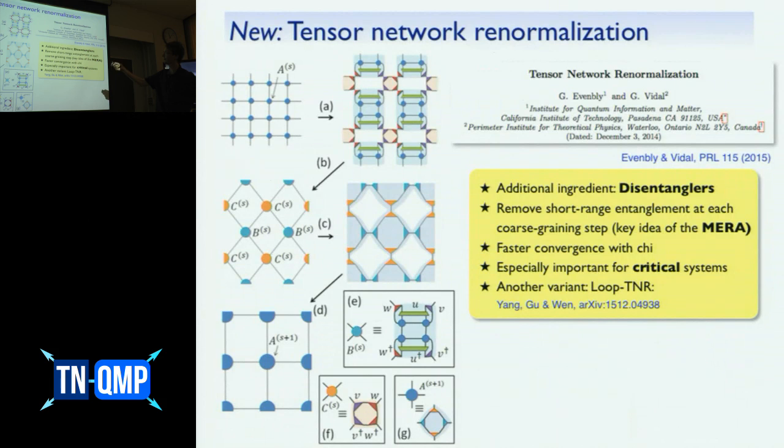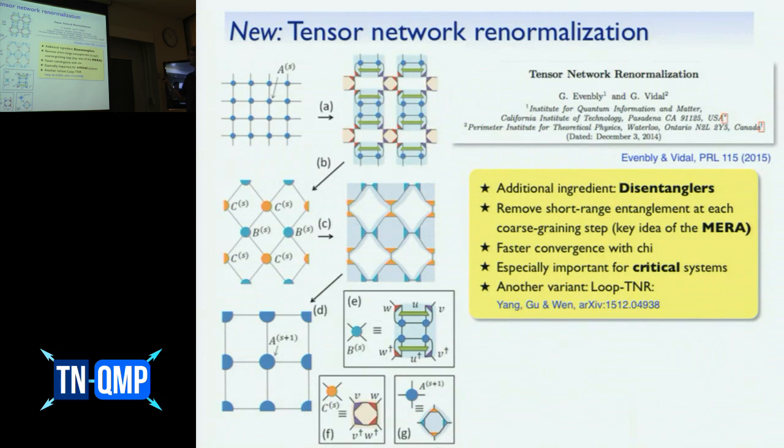But the green tensors here are really the new elements. These are the so-called disentanglers, which are there to remove short-range entanglement between neighboring blocks. One can show that this is a very powerful coarse graining scheme, especially for systems at criticality. You get faster convergence in chi, and you get a proper coarse graining scheme for systems at criticality.